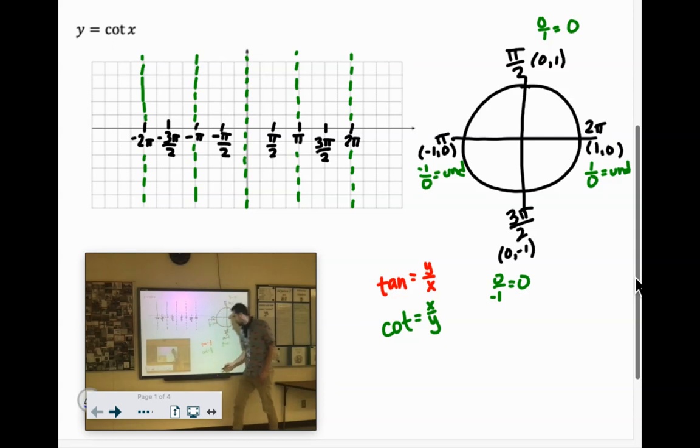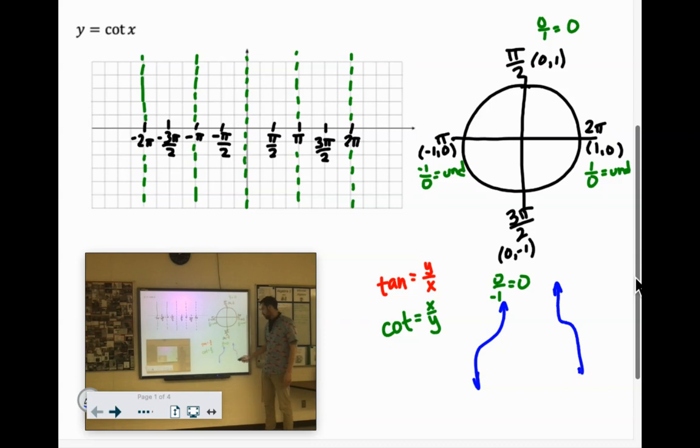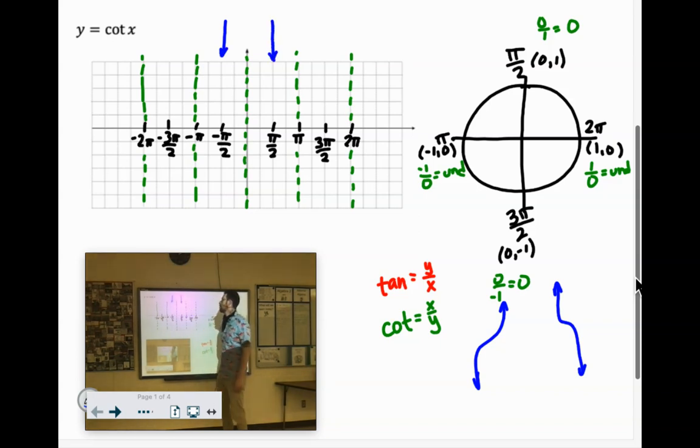So I want you to remember that a standard tangent graph typically went up as it went to the right. Cotangent graphs are just going to go down and to the right. And they've been shifted over half of a pi. Because remember, the asymptotes on tangent were just at negative pi over 2 and pi over 2, unless there was a translation. Now we've shifted those asymptotes over half a pi.